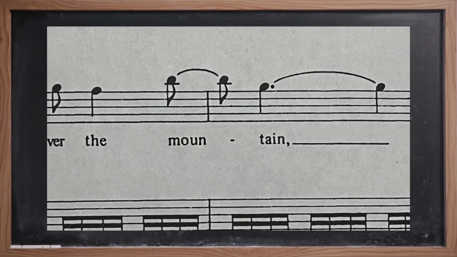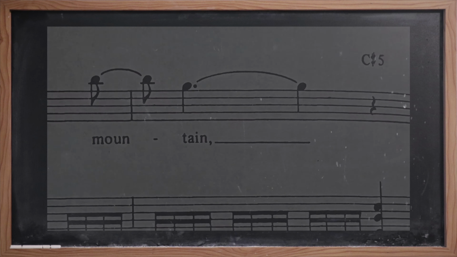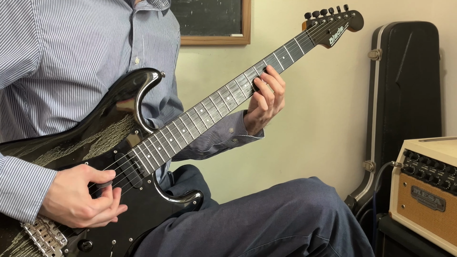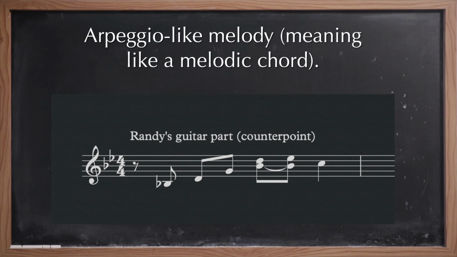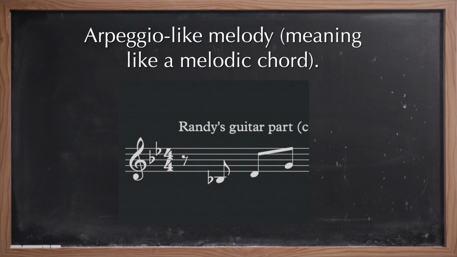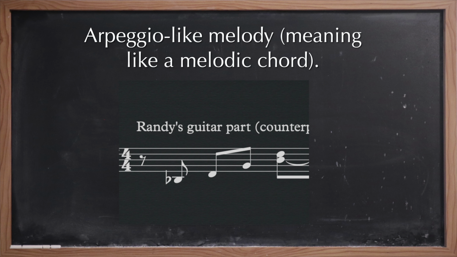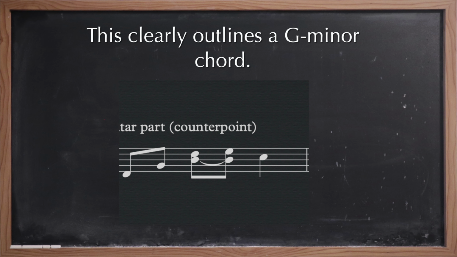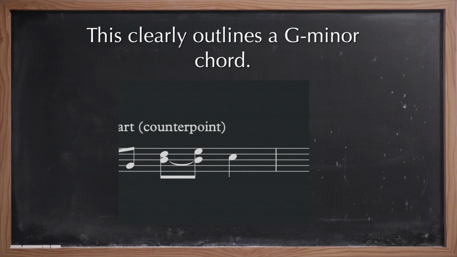The other part of this equation is Randy Rhoads' counter melody, which is at the end of each vocal phrase. Once Ozzy finishes his line, Randy simply plays this arpeggio-like melody here. It starts on the third, which is the B flat, then the next note is the D, followed by the G. This very clearly outlines a G minor chord, but then this melodic idea continues up.